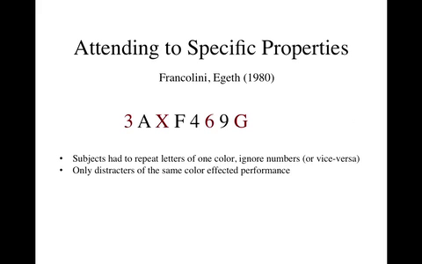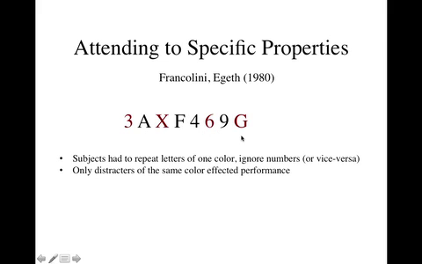Also some evidence that we can attend to specific properties. So this is a study of Franklin and Eve, where they found that if people had to repeat letters of one color and ignore the numbers, so let's say in this case you had to repeat the red letters X and G, the fact that there are black numbers as well doesn't interfere with that ability, but the red numbers will interfere, and that suggests that people can kind of filter out the black and just process the red.